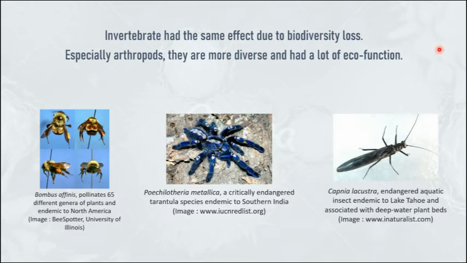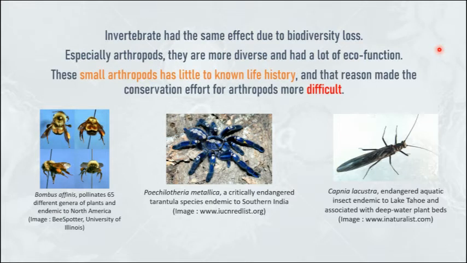But actually, invertebrates are affected the same way by biodiversity loss, especially arthropods, which are more diverse and have a lot of eco-functions. These small arthropods have little known life history, and that makes it more difficult, because in order to do any conservation effort we have to know how they live.